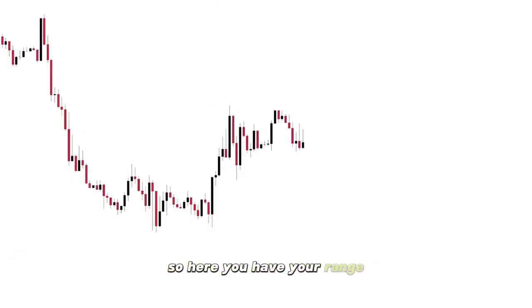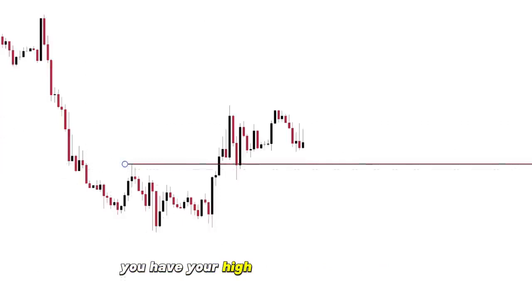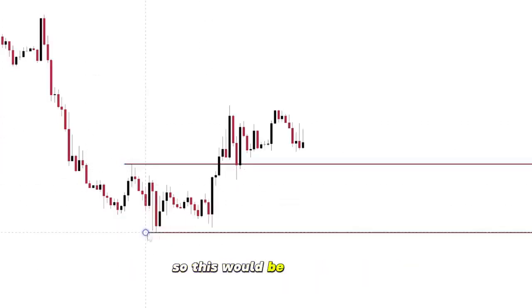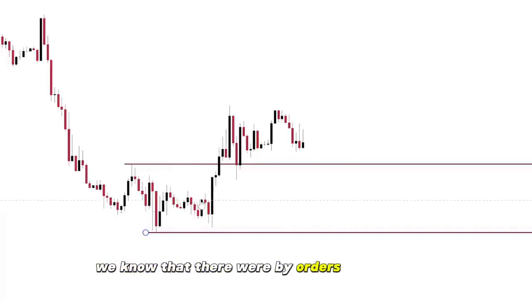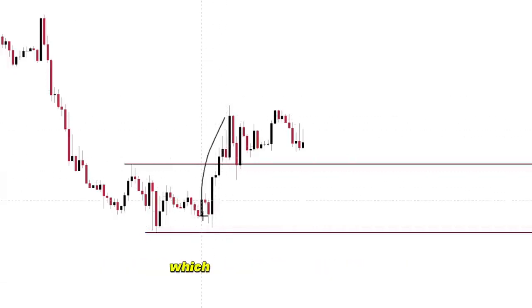So here you have your range. You have your high and you have your low. So this would be your shelf, which is also your base. This is the high and the low, and price consolidated and expanded. So what do we know now? We know that there were buy orders injected here that forced price to break out of this structure, which gave us this big move. And where is the first interaction?